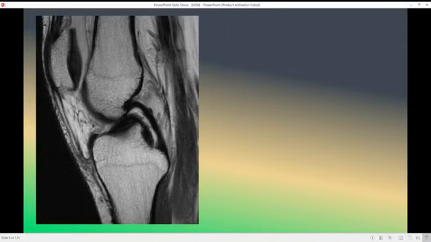Okay, let us answer this case. As you see here, this is a double shadow of the PCL, and it is called the double PCL sign. It is indicating a bucket handle tear. And let us move to the next case.